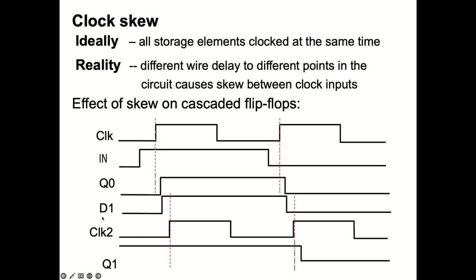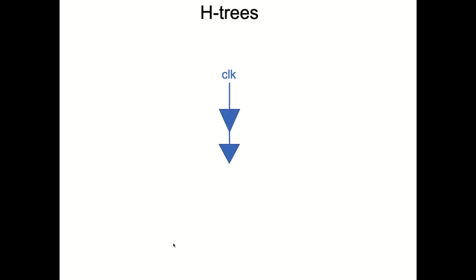As you can see here, this is my original clock, but the one that another flip-flop receives looks like this, it's been delayed by this amount of time. It's possible I can now have a hold time violation or a setup time violation. Okay, so clock skew and the speed at which you can run are related. And a great deal of effort is put into designing clocks or clock trees. In fact, I'm not sure if you've seen H trees. How many people have seen H trees before?